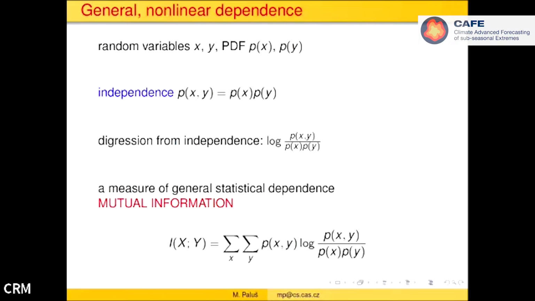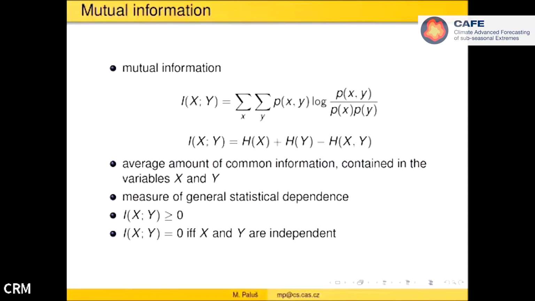It is interpreted as the amount of common information in two variables, but it also has some nice properties: it is 0 only if the variables are independent, and for any kind of statistical dependence, which can be more general than just correlations, this measure is positive. And it can be written in the form of entropies.